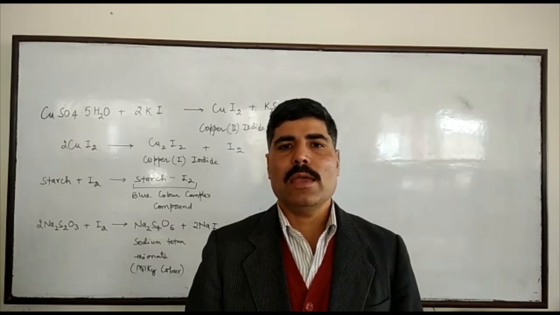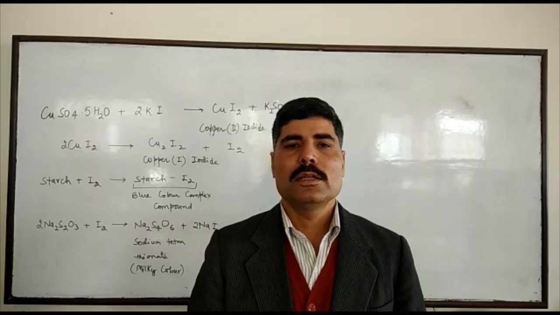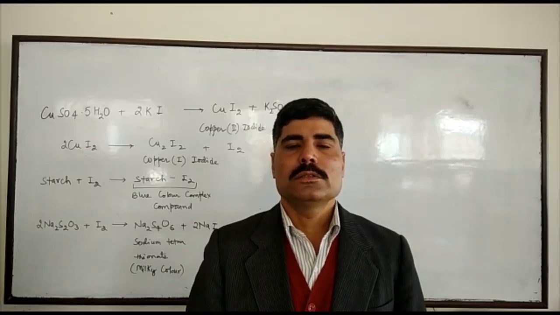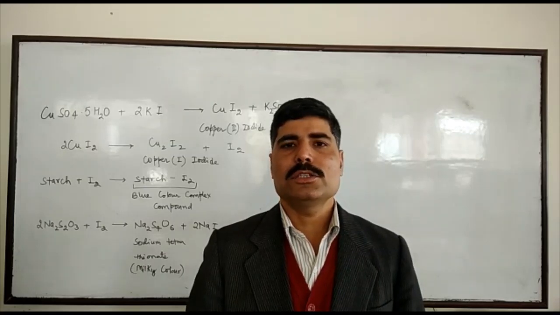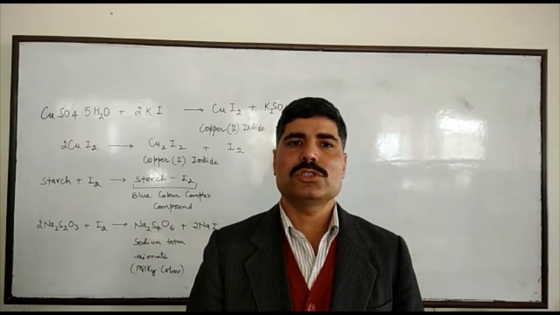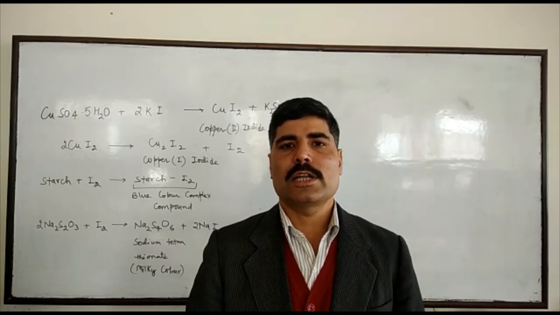The aim of the experiment is to determine the copper ion content. Means we have to determine the strength or the concentration of copper ions in a given water sample solution. And whenever we have to report the strength or the concentration, then we have to go for the titration.